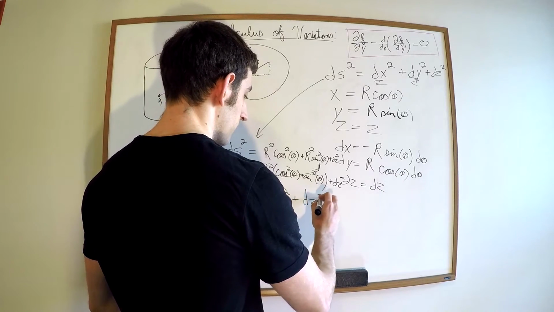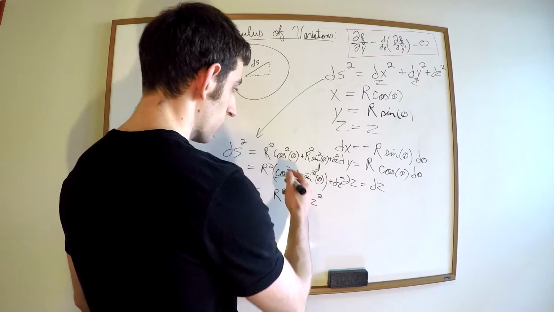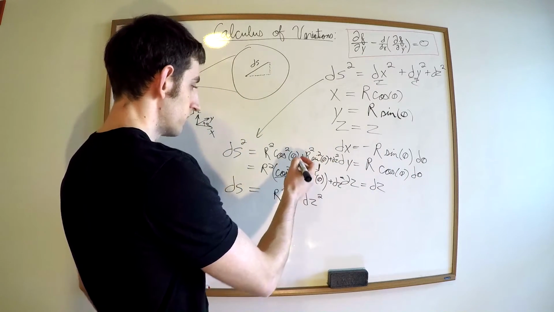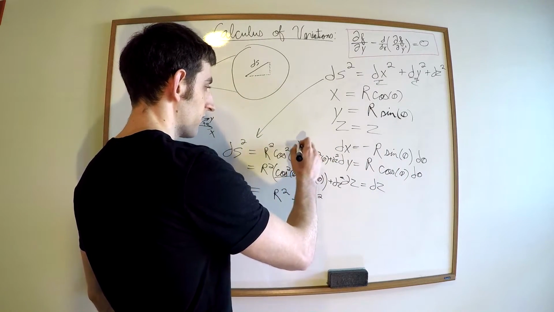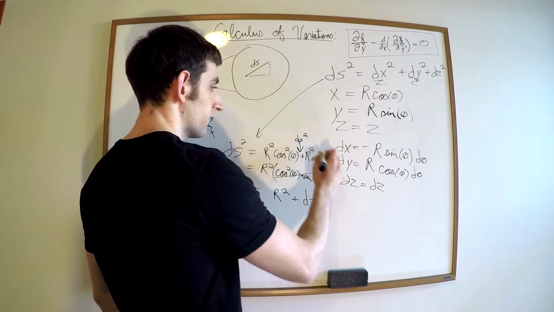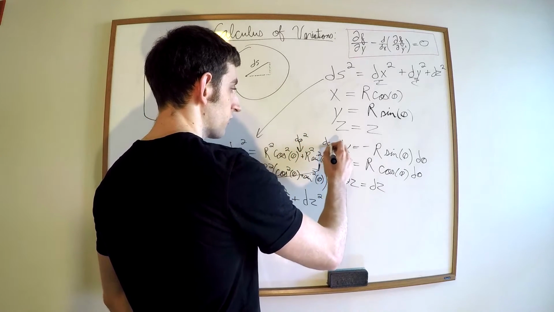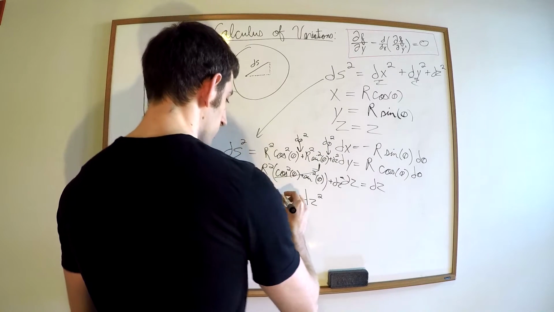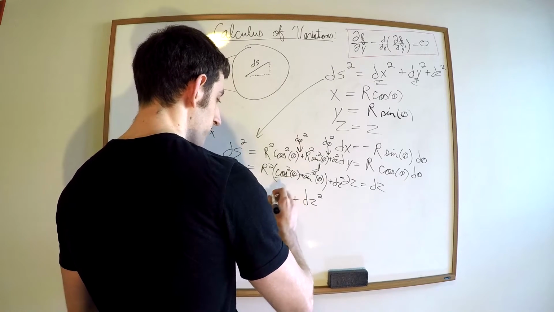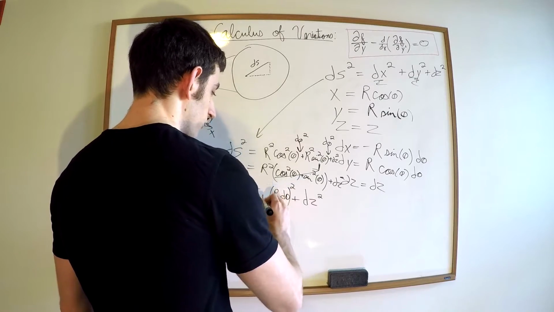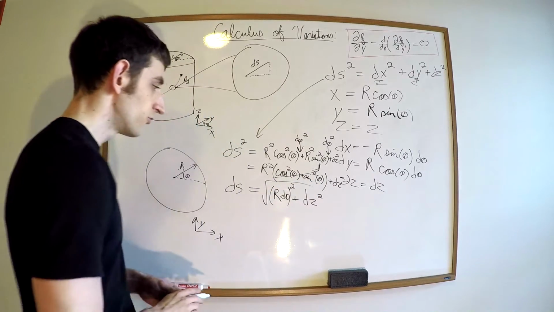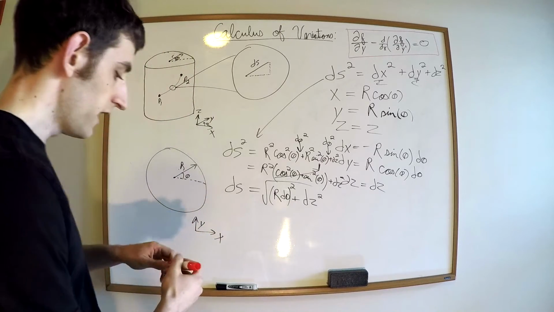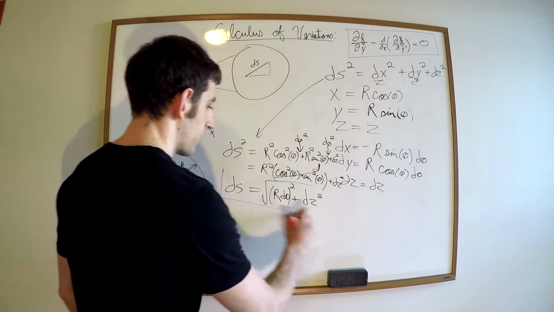dz squared. Or rather, I'm missing the d theta. So this guy should have d theta squared. This should have d theta squared in here. So it actually becomes r d theta squared. All right, so that is the distance we can use. And I'm going to circle that in red.